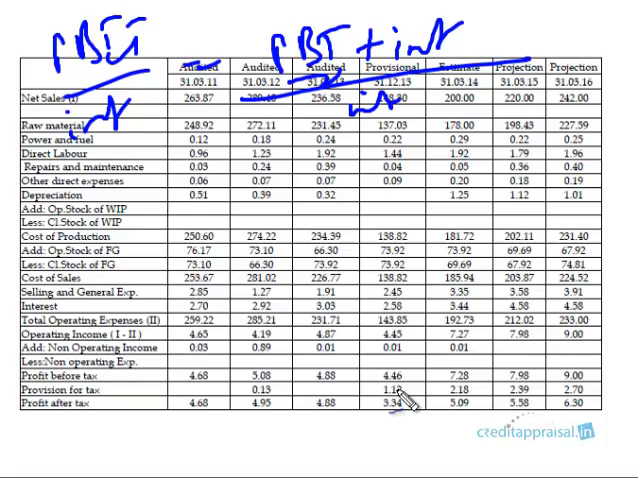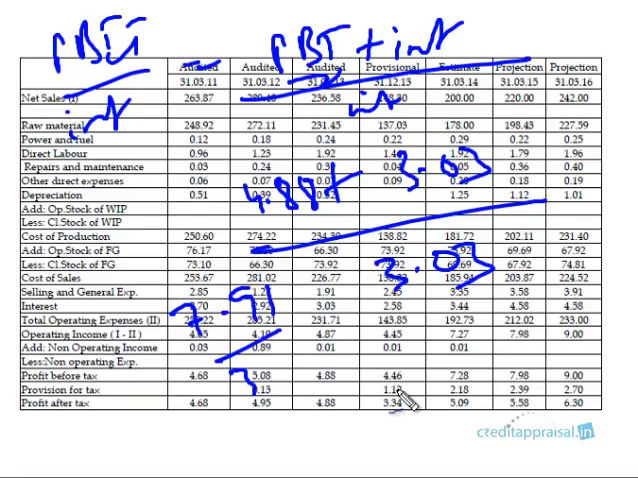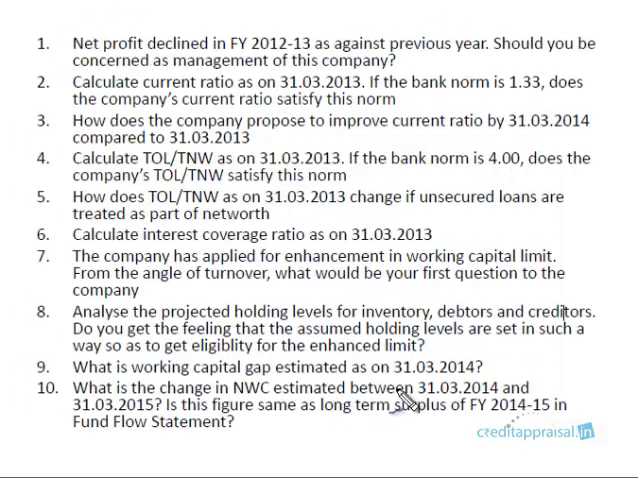So what is PBT? For 13, PBT of 4.88 crores. Add back the interest component, 3.03, divided by interest 3.03. Whatever it is, you can do the calculation. 7.99 by 3.03, so around 2.5, greater than 2.5. The benchmark usually, interest coverage ratio of 2 is satisfactory. So this is okay, this is satisfactory. So let us see the next question.